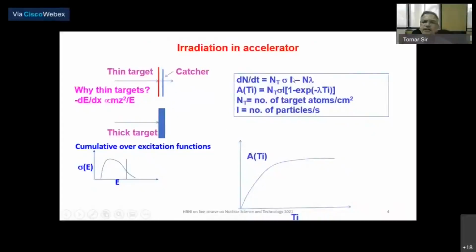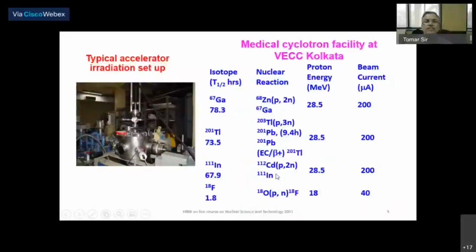And the activity at the first of irradiation time will grow, as I discussed in the case of neutron-induced reaction. And typically in about 4 half-lives, you saturate the activity production. So roughly 1, 2, 3, 4 half-lives of the irradiation time will be sufficient to produce radioisotopes of interest. This is a typical setup for accelerator irradiation.